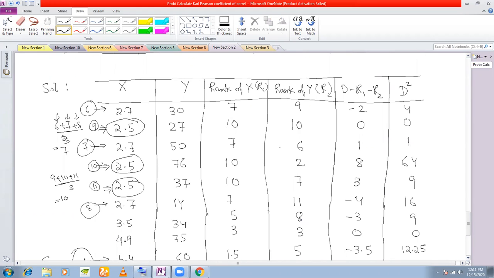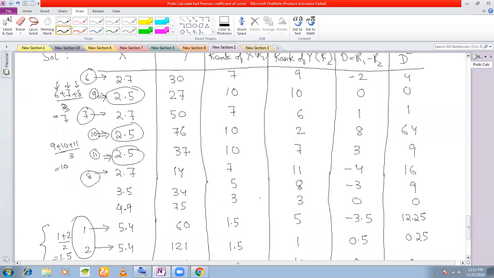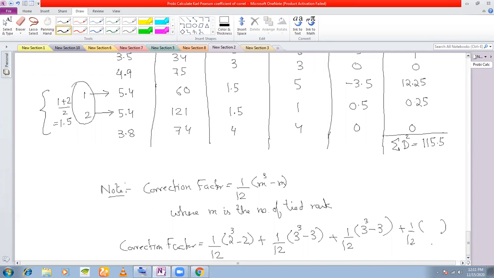M is the number of tied ranks in each series. We had found three sets of tied ranks in the X series. There are no tied ranks in the Y series. That is why there are no correction factor terms for your Y series. Whatever we had, this is for the X series. If in the Y series you had, you would have had to add further 1 by 12 times whatever, however many tied ranks there are.